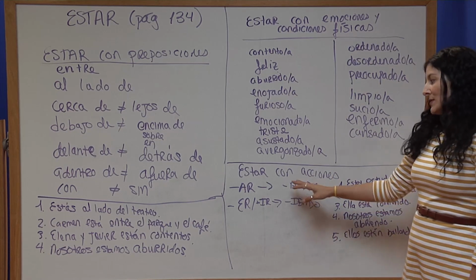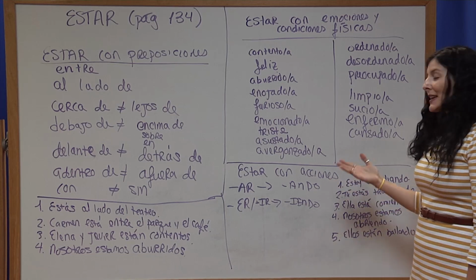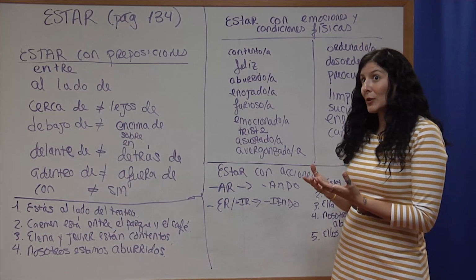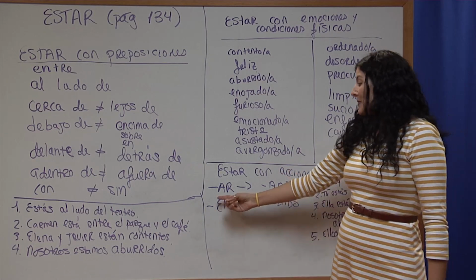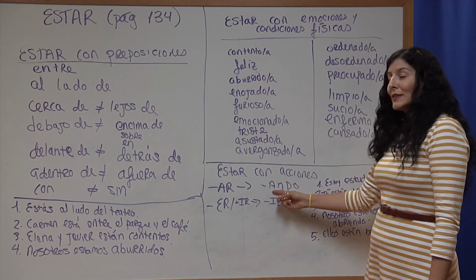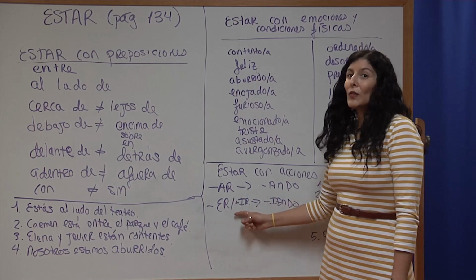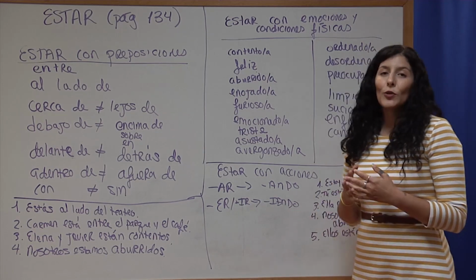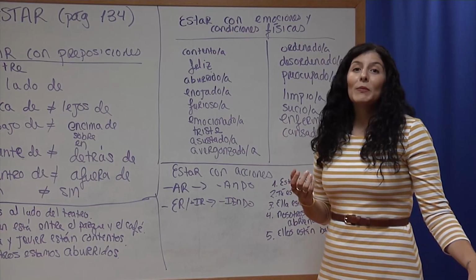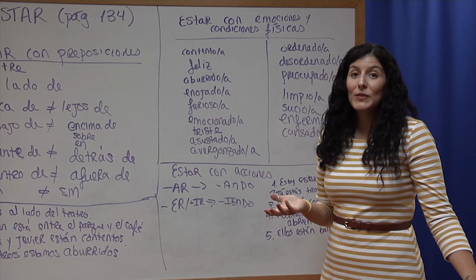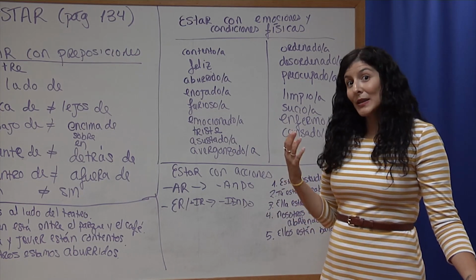The last way that I could use estar is with actions. So, for example, if I'm using estar with actions, I'm going to conjugate the verb estar, and then whatever verb it is that is doing the action, the end of it will change into either ando, if it's an AR verb, or iendo, if it's an ER or an IR verb. This is actually the form of verb that we use the most frequently in English. For example, we wouldn't say in English, I talk, we say, I am talking. Or we wouldn't say, I do, we would say, I am doing.